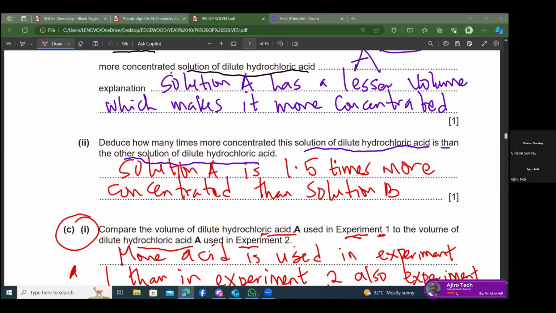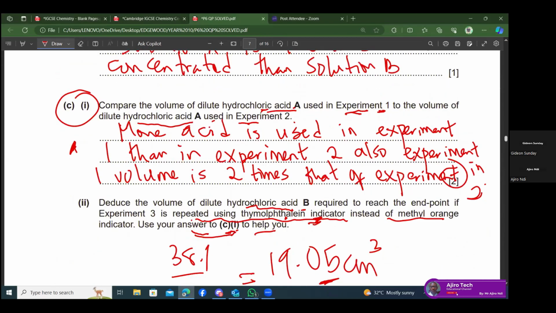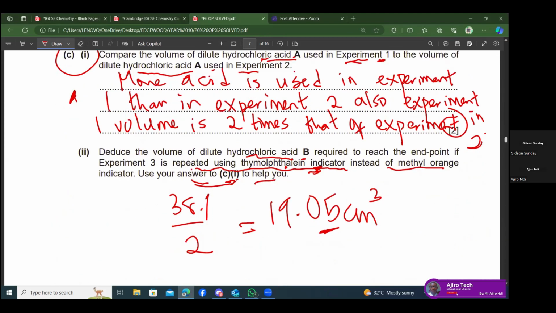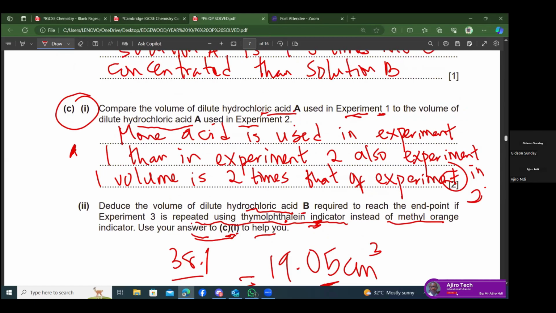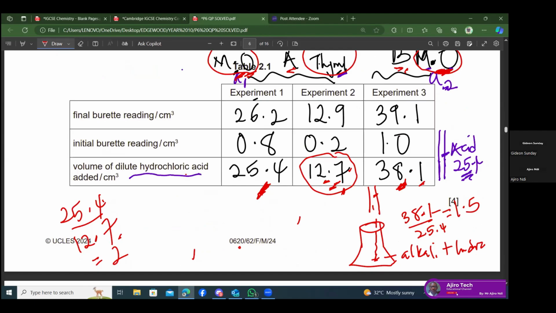Moving forward, the next question says to compare the volume of dilute hydrochloric acid A used in experiment 1 to the volume of dilute hydrochloric acid A used in experiment 2. So we are going to go to the table and compare this and this. You see that experiment 1 has a larger volume than experiment 2.